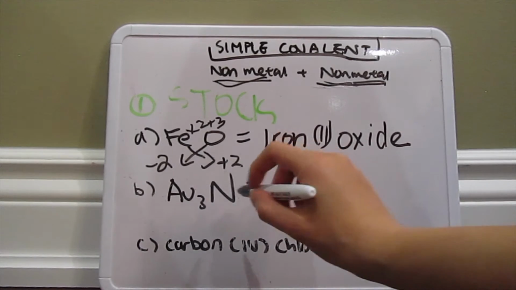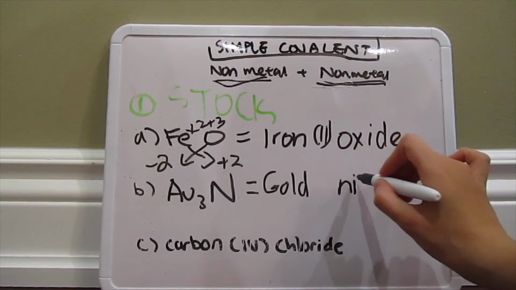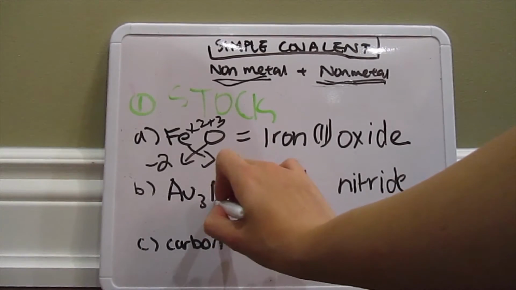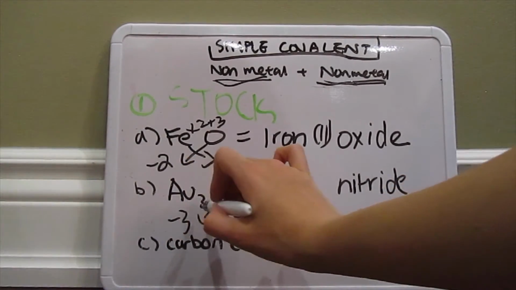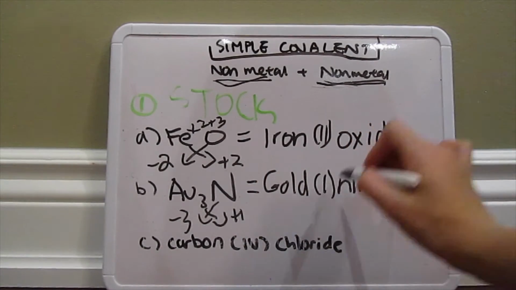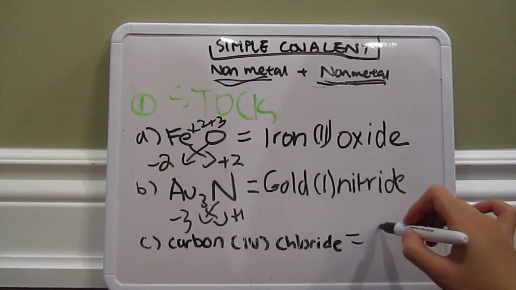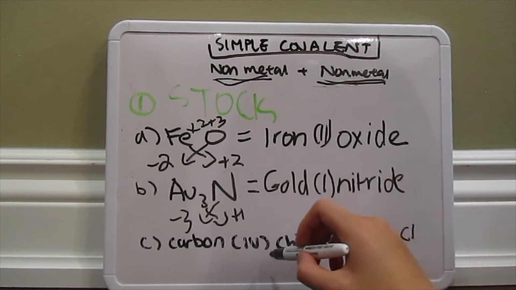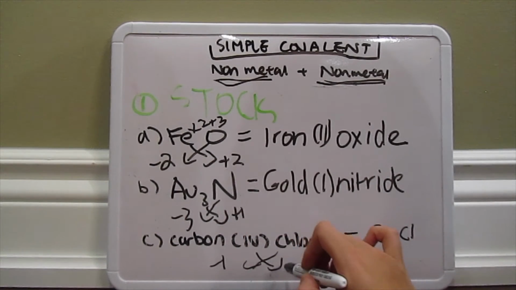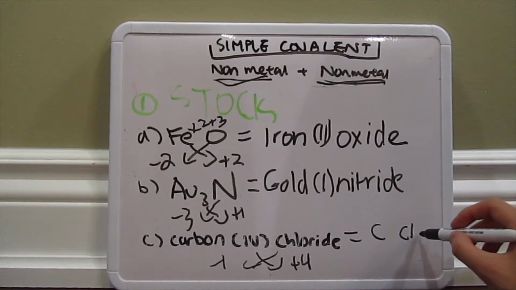Now, if you look at our second example, we'll take the first nonmetal again, gold, plus the second, nitrogen with the suffix "ide," nitride. And we know that nitrogen has a charge of -3, so that must mean that gold has a charge of +1, and we get gold 1 nitride. Now for our last example, carbon chloride, we'll write that in CCl. We know that chlorine has a charge of -1, so that must mean that carbon will have a charge of +4. So that gives us CCl4.